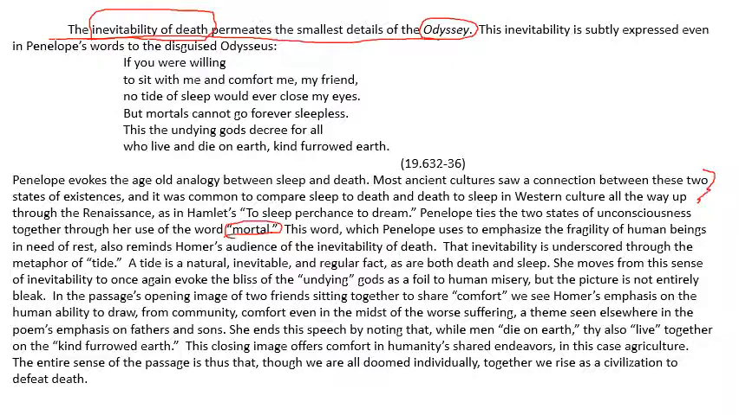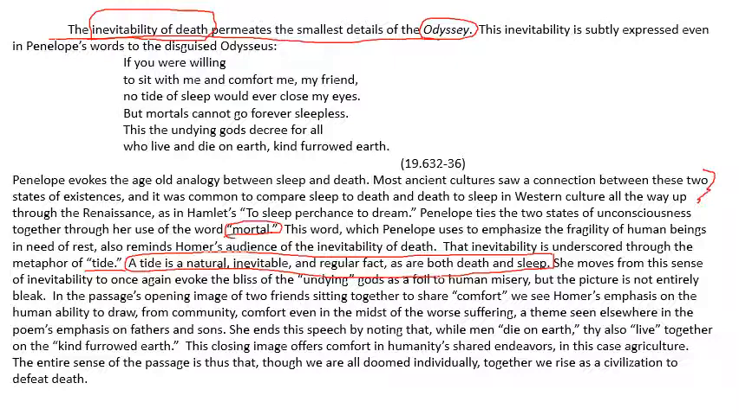That inevitability is underscored through the metaphor of tide. So notice now what they're doing is looking at another key detail within the passage. A tide is a natural, inevitable, and regular fact, as are both death and sleep. See what the writer has done here. The writer has simply started by closely looking at the passage, meditating on it, so to speak, until something became clear, right? Asking questions. So you might look at a passage and say, I wonder why she says tide. Why tide? No tide of sleep. That's conspicuous, right? It's a little unusual. So what does it suggest? And you reflect on it. And this is how you close read literature. It's also good habit building for the reading of Scripture.